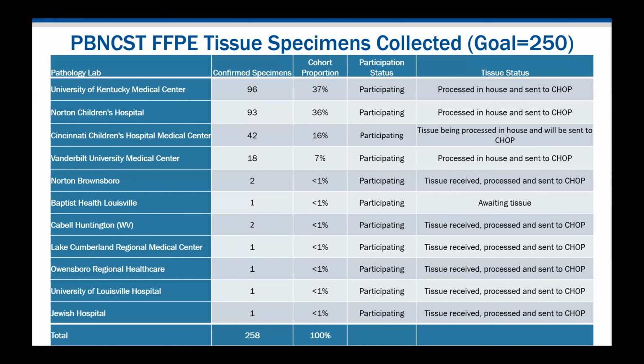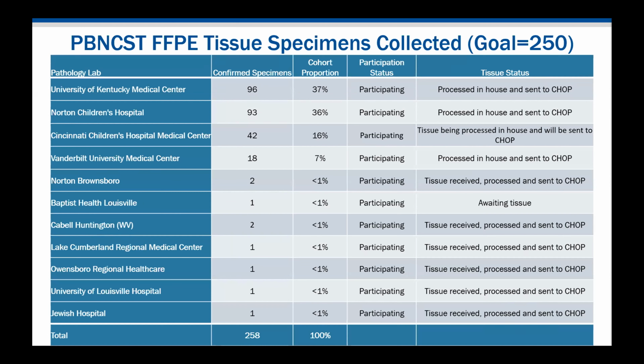This process has proven to be quite successful. We had a goal of obtaining around 250 specimens, and we succeeded in actually obtaining 258. We interacted with 11 pathology labs. Three of them were out of state.